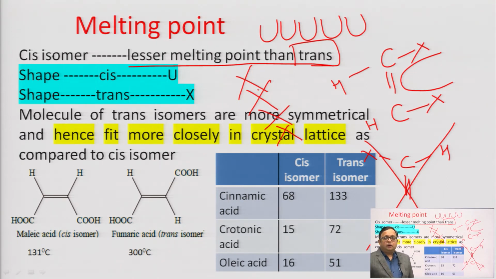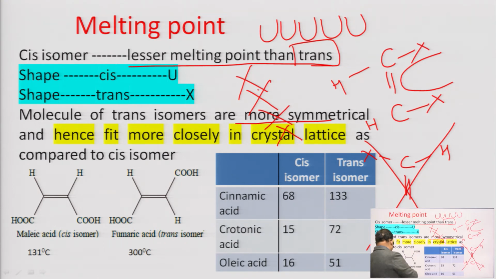So, this packing results in the trans isomers in a more symmetrical way. Packing is more symmetrical in case of trans isomers, but it is less symmetrical in case of cis, and due to the difference in this packing, the cis isomers are having less melting point as compared to trans.